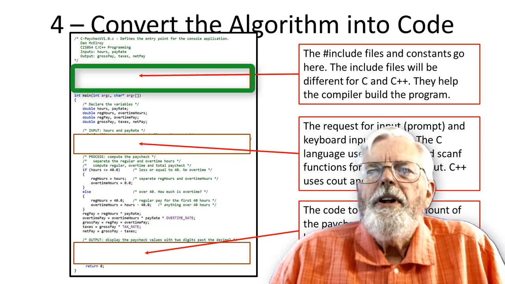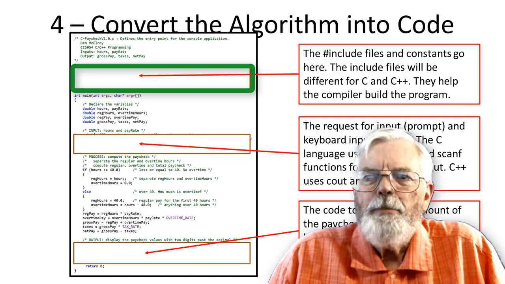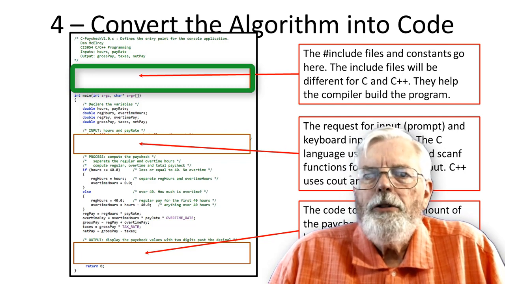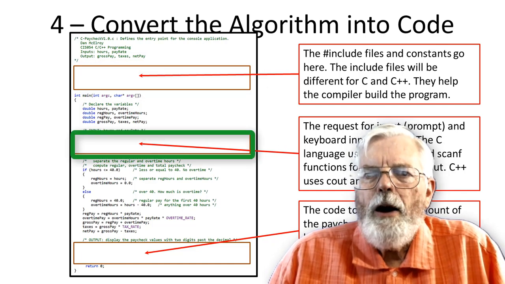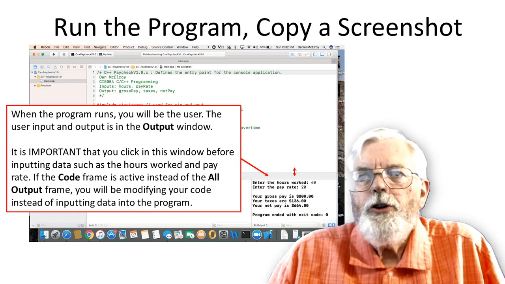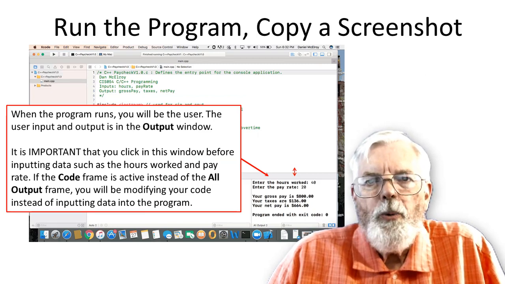The first one is for the include files. There's a slight difference between C and C++ include files. Include files help the compiler build the program. The second one is for inputting data, the hours worked and the pay rate. The last box is for output. When the program runs, you will be the user. The user input and output is in the output window.